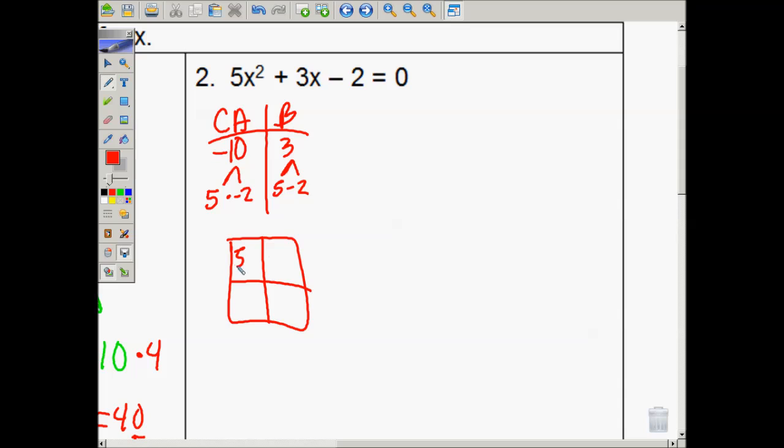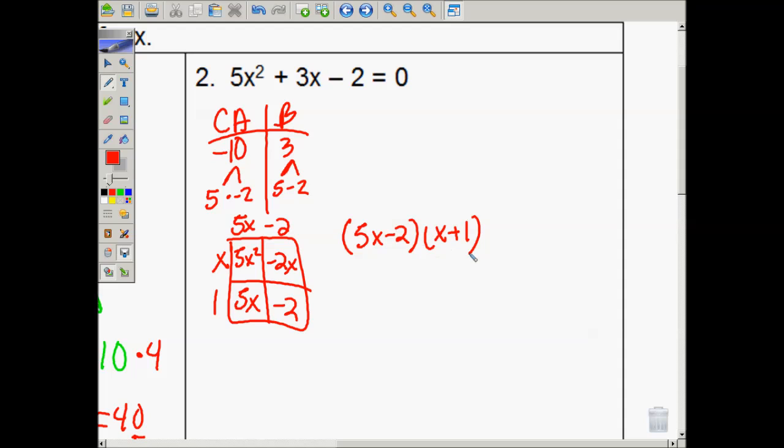And I get 5x squared, and I get negative 2, negative 2x, and 5x. Greatest common factor here is just x. Greatest common factor here is a 1. Greatest common factor here is a 5x. Greatest common factor here is a negative 2. So my factors have to be 5x minus 2 and x plus 1.